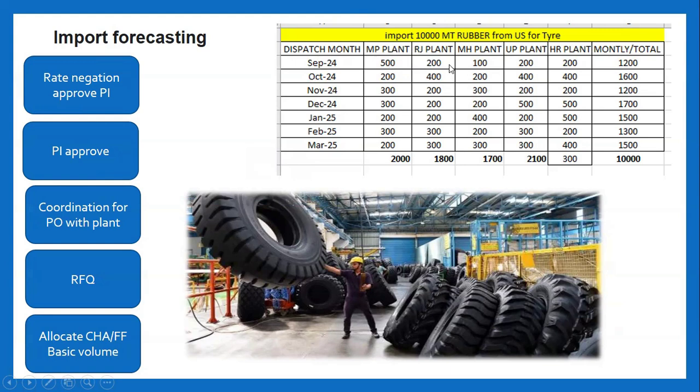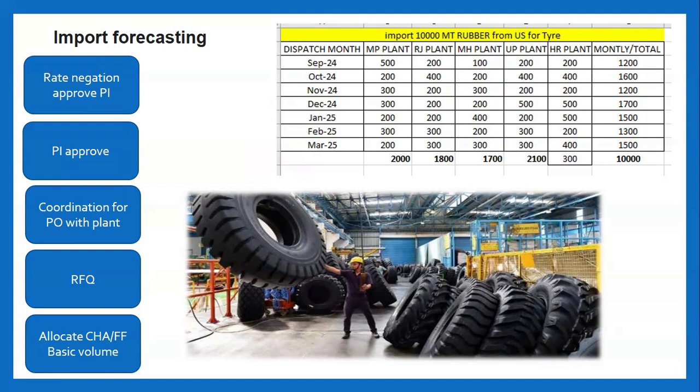In Rajasthan, 200 metric tons for manufacturing the truck tire. The same way in Maharashtra, the tractor tire. You can see on the screen that for September 1200 metric tons of rubber need to be imported, and after manufacturing we will export the tires as per the order received from South America. So what is the procedure to import this 10,000 metric tons of rubber from the United States?